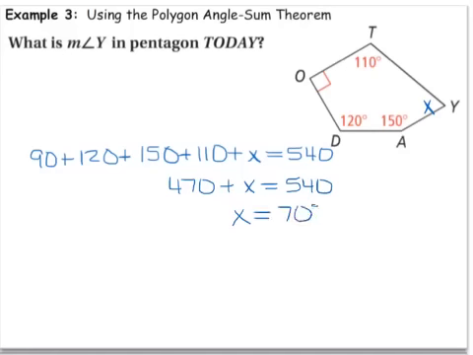Now, it's a good idea to make sure your answer seems reasonable. In this picture right here, angle x appears to be an acute angle. We found that x equals 70, which is also acute. So it appears that we did something right in this problem. Keep in mind, though, that pictures are not always drawn to scale, so you cannot always rely on the picture alone.